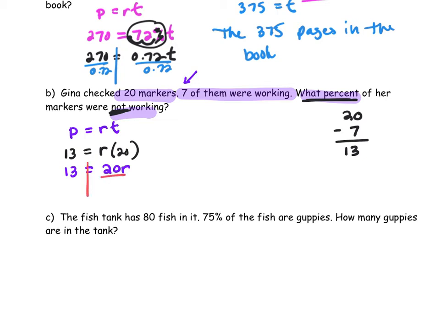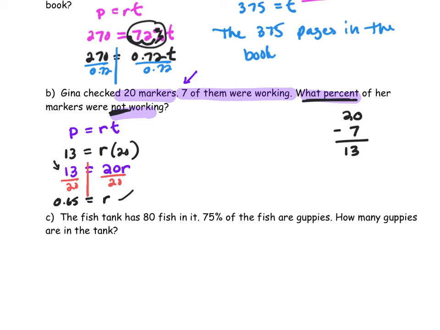We are going to divide both sides by 20. So pause and take 13 divided by 20. And that answer is 0.65. Now, hopefully that makes sense because I'm taking a smaller number divided by a bigger number, so I'm not going to get a whole number. And that's the R, or the rate.